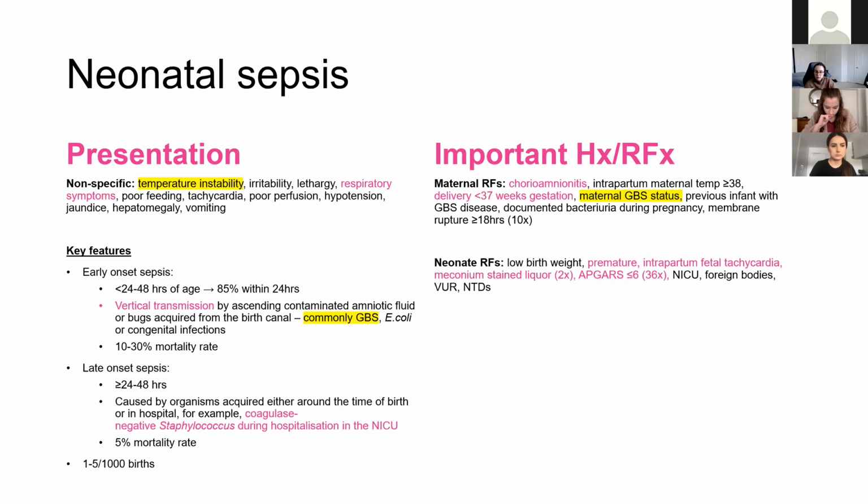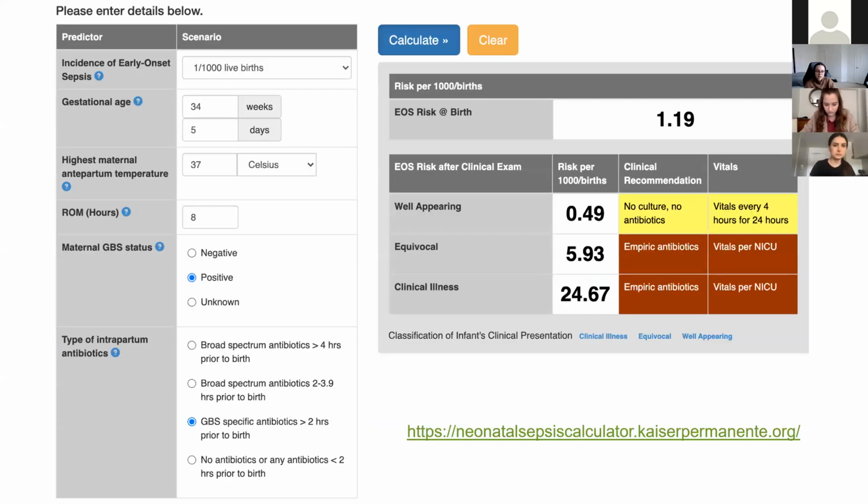Then we want to know neonatal factors. So if the baby's small, are they premature? Have they had fetal tachycardia during delivery? Have they shown signs of stress like meconium-stained liquor, or if they had bad APGARs? So that's all the history that we're going to take. This here is a link to the neonatal sepsis calculator, and this is actually what's used on the wards. So you enter in all of these details, and it gives you an estimated risk of early onset sepsis.